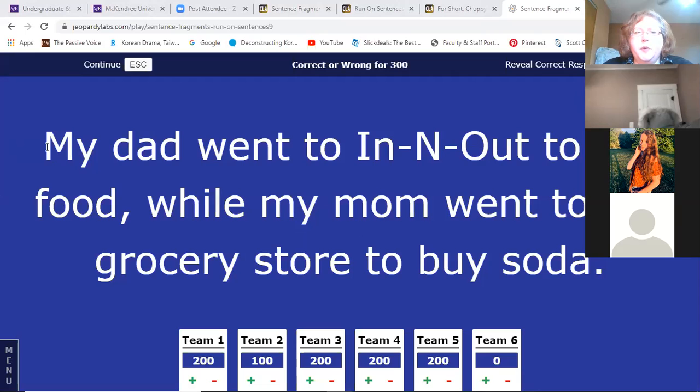So you can look at both parts. It is true that my dad went to In-N-Out to get food. That works, right? As a complete thought. It is true that while my mom went to the grocery store to buy soda. Does that sound like a complete thought? No. You are right. It is not a complete thought. So it is okay to have the comma there. So this is correct or incorrect?